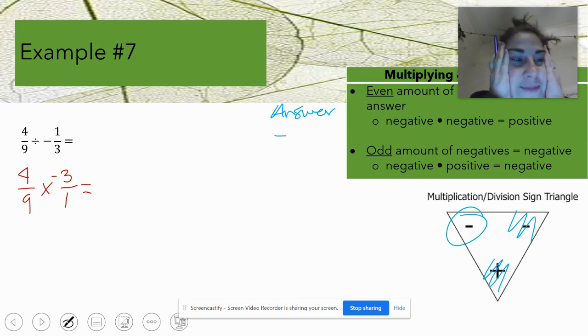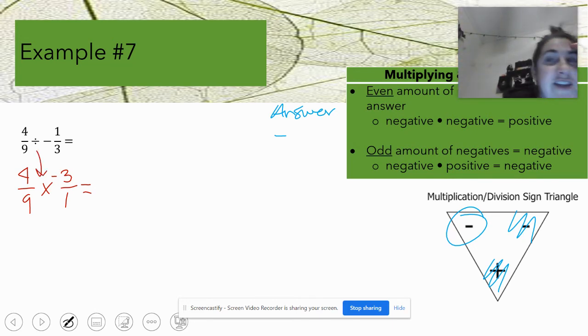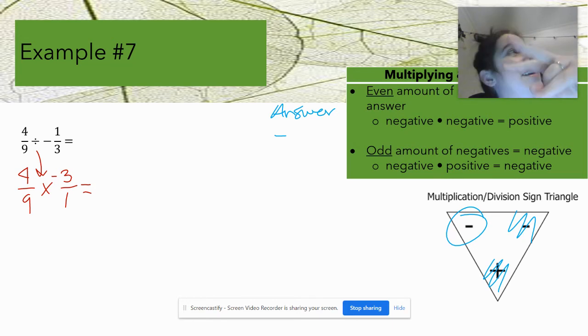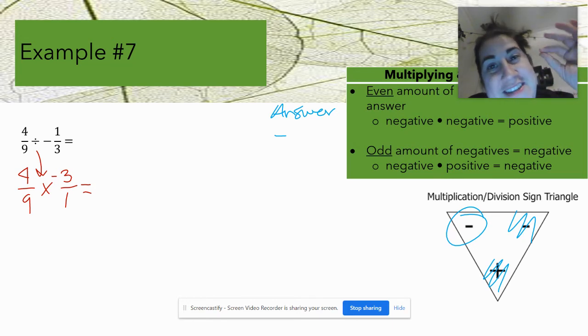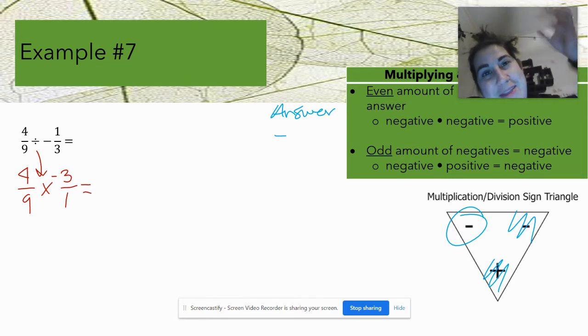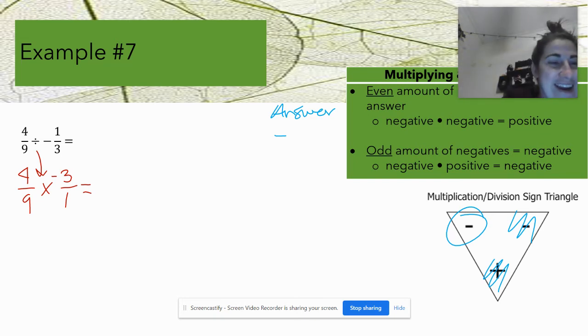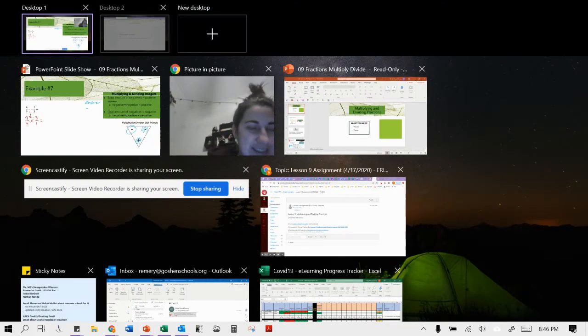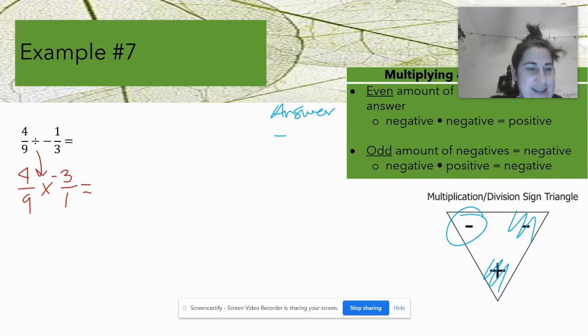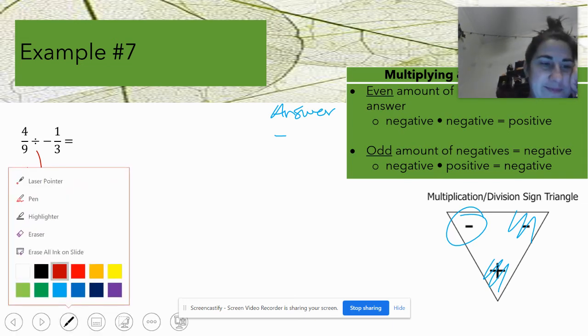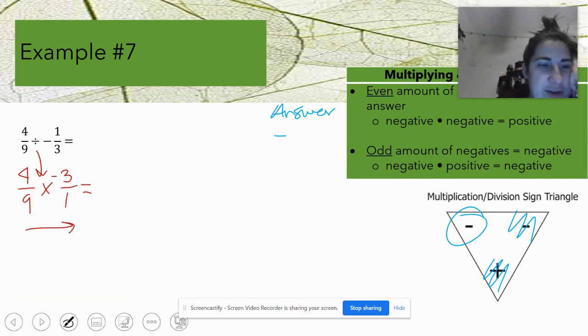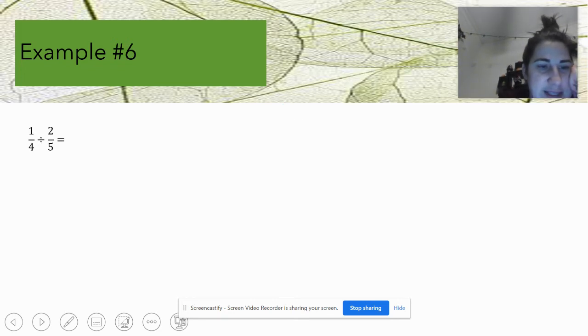Thank you, husband, right? So I keep the first one of 4 over 9. I change the division sign to a multiplication, and then I am flipping the fraction. So instead of 1/3, I'm putting the 3 on top and the 1 on the bottom. All right. So then multiply straight across. Multiply straight across. 4 times 3 is 12. 9 times 1 is 9.